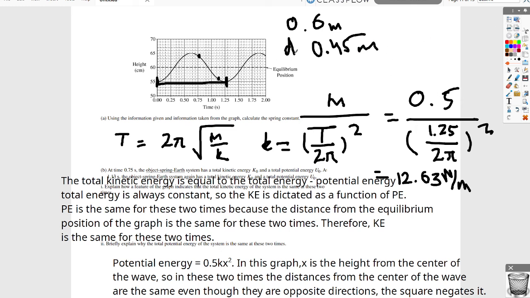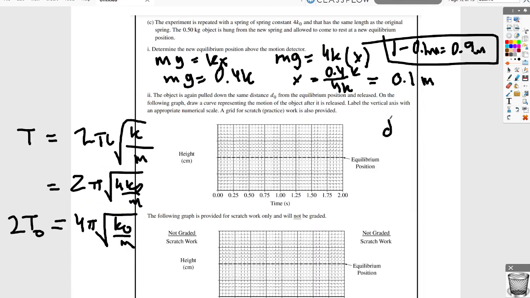So this is d naught, right? This is 0.45 meters. So if d naught is the same 0.45 meters, then this will be 0.55. Our equilibrium will be 0.9, and then or I'm sorry, not 0.55. No, yeah, it is 0.55. Never mind. 0.55, 0.9, and 1.25 will be up here. So this will be our motion right here, and the period will be double.